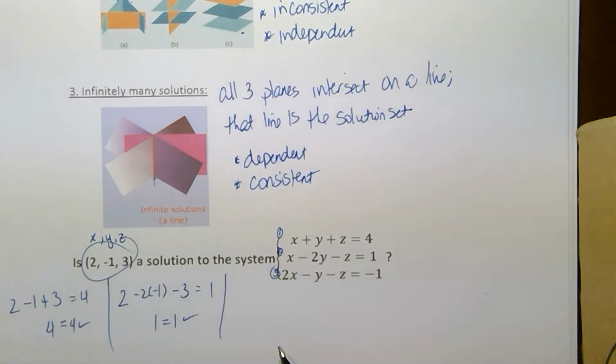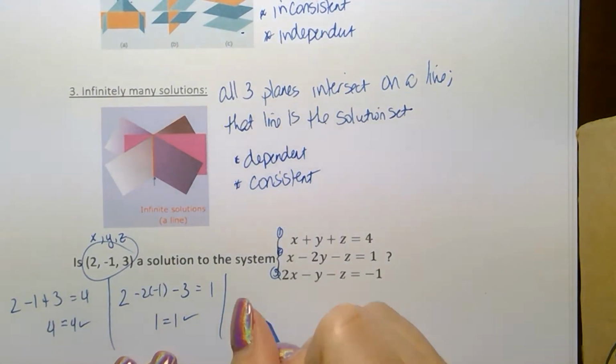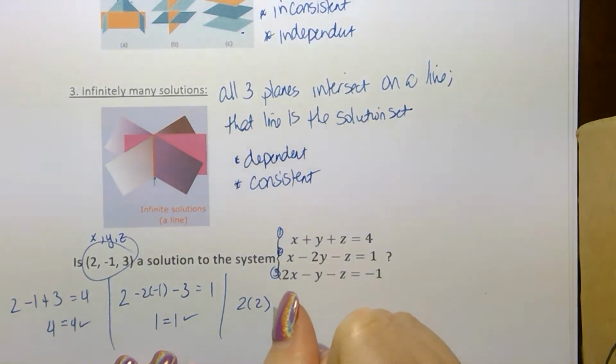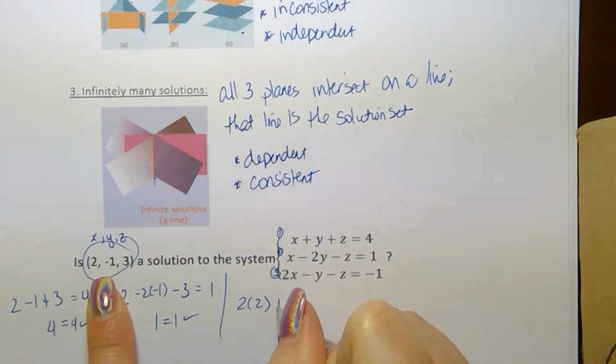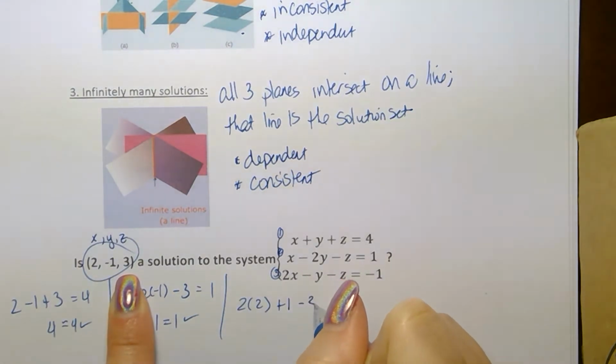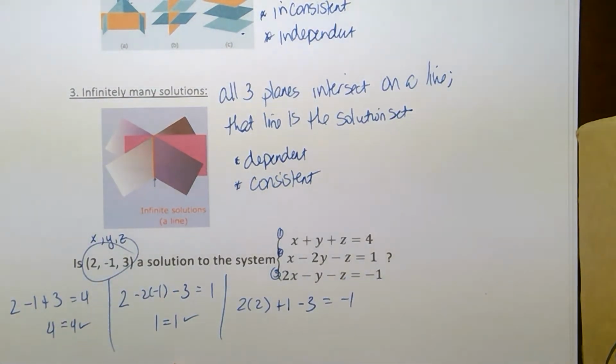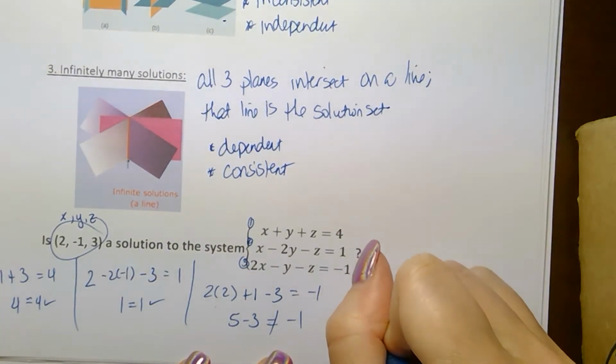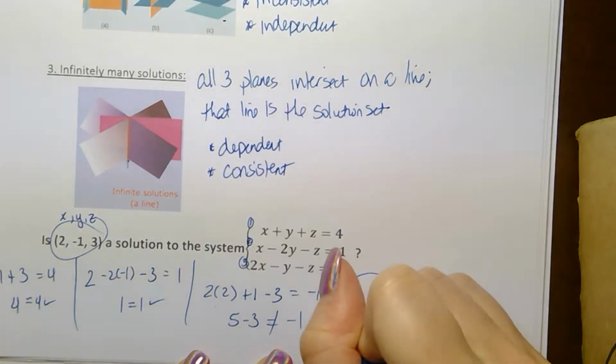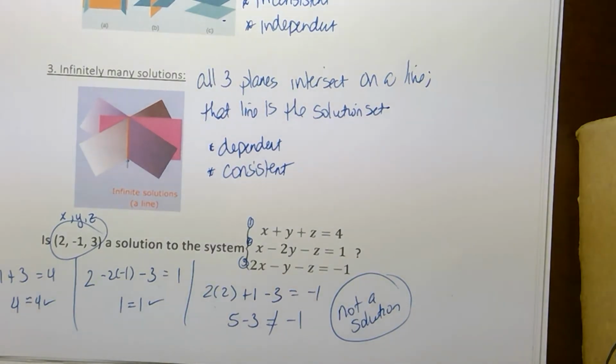So now we have to check the third, because if it's going to be a solution to the system, it has to satisfy all equations in the system. So 2 times x would be 2 times 2. Minus a negative 1 becomes plus 1. Minus z would be minus 3, should be negative 1. Let's see if this is true. Well, 4 plus 1 is 5, minus 3 does not equal negative 1. So this is not a solution. That ordered triple we were given is not a solution, because even though it satisfies two of the equations in the system, it does not satisfy that third equation.